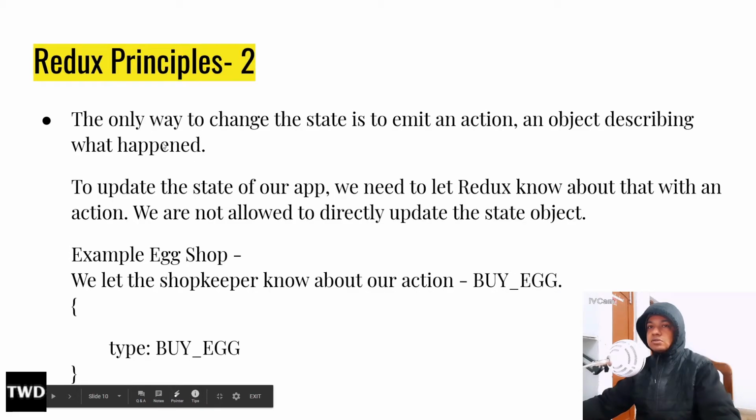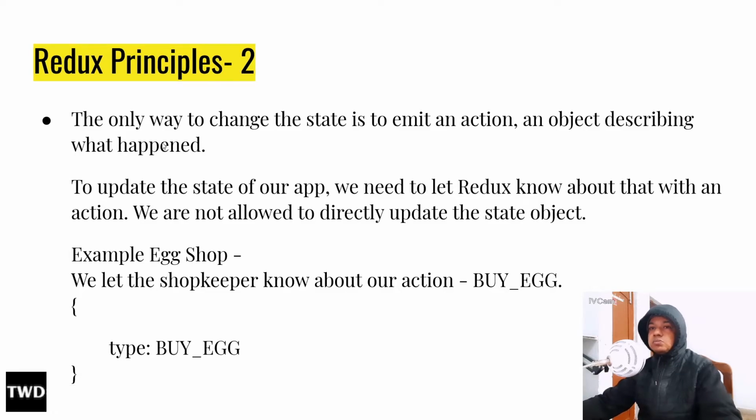Now Redux principle 2: the only way to change the state is to emit an action, an object describing what happened. So we need to emit an action. To update the state of our app, we need Redux to know about that with an action. We are not allowed to directly update the state object.